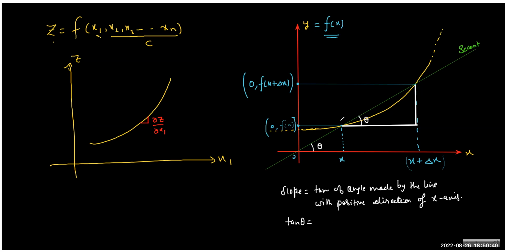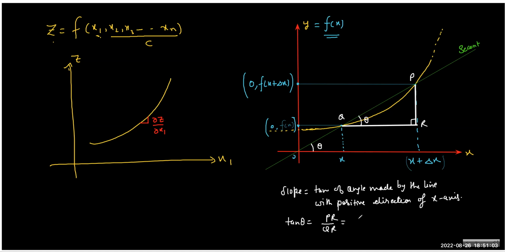So you can choose this triangle. Let's call this triangle PQR. Anyone please tell me the answer. How to express this tan theta? PR by QR. PR by QR is the right answer.